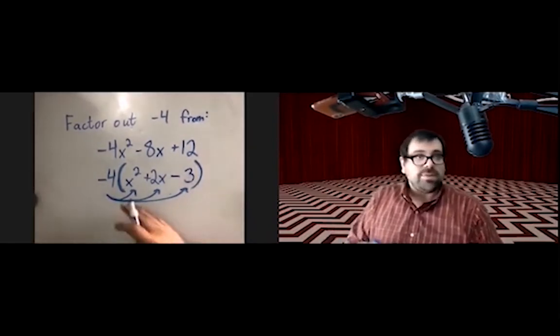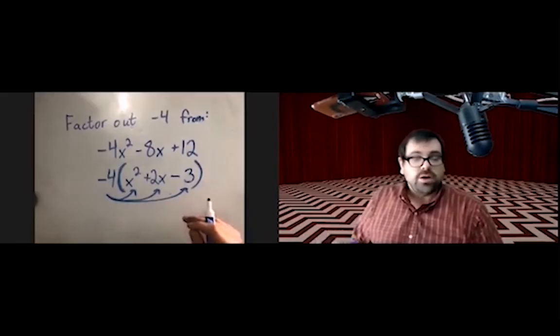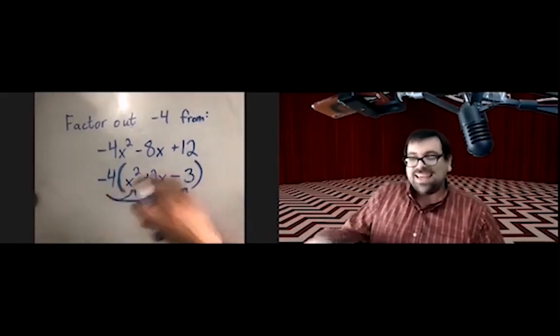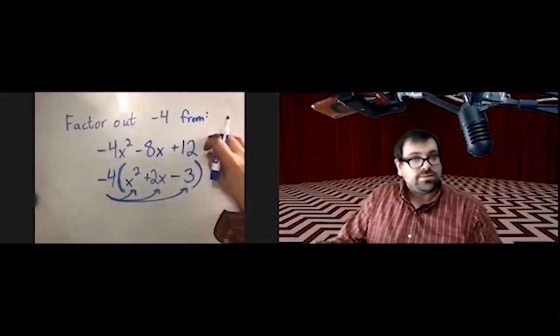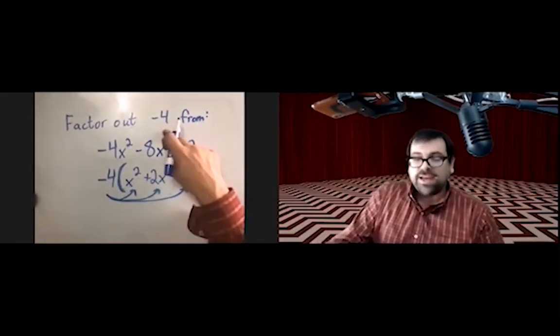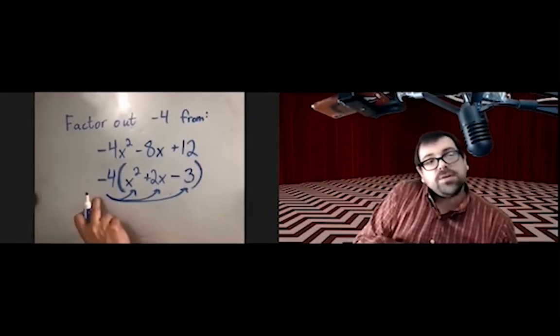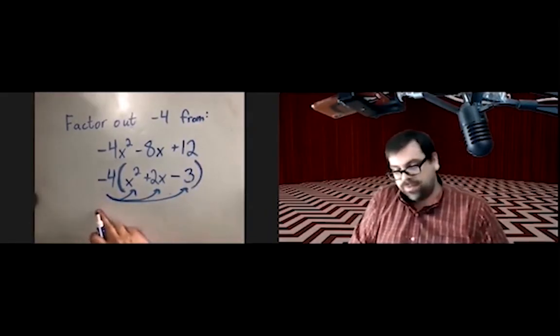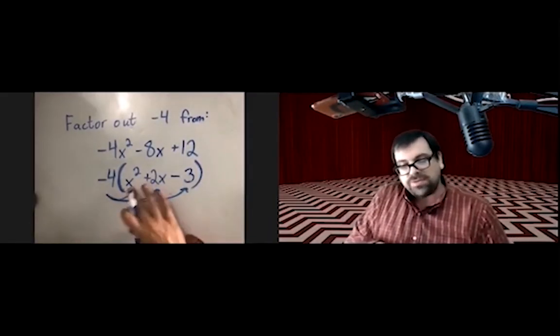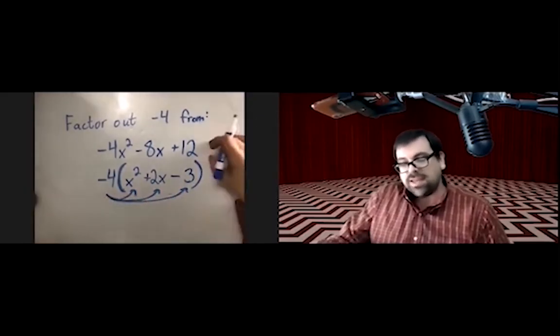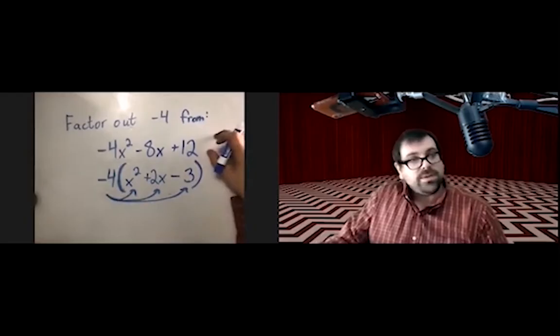All we're doing is thinking about the distributive property. What would we have to get us what we're starting with? Factoring out a -4 means a -4 is on the outside. We imagine what would we have to be distributing through to get us what we're starting with.